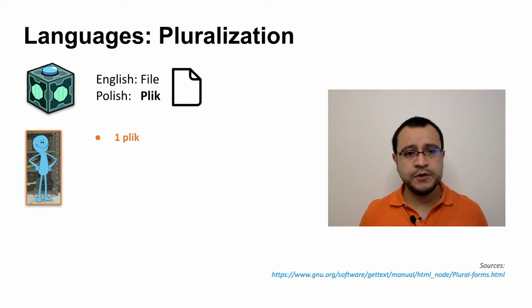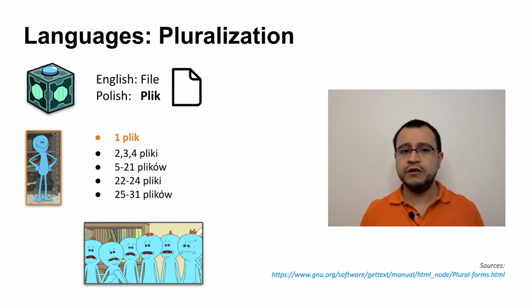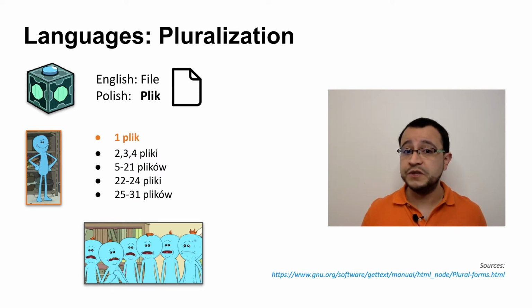But take a look at what happens when we have different numbers of files. So depending on if it's 2, 3, 4 or 5 to 21, the amount of files, we have different endings on the word. So I guess this is how it will look for Mr. Mystics.